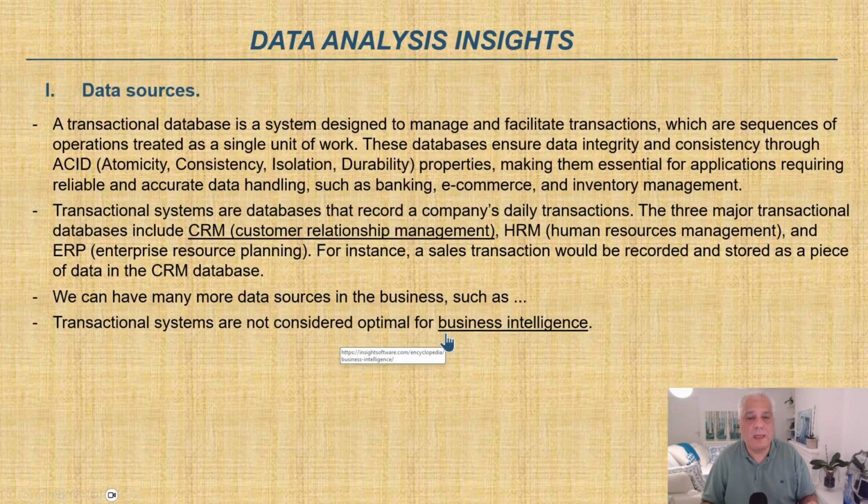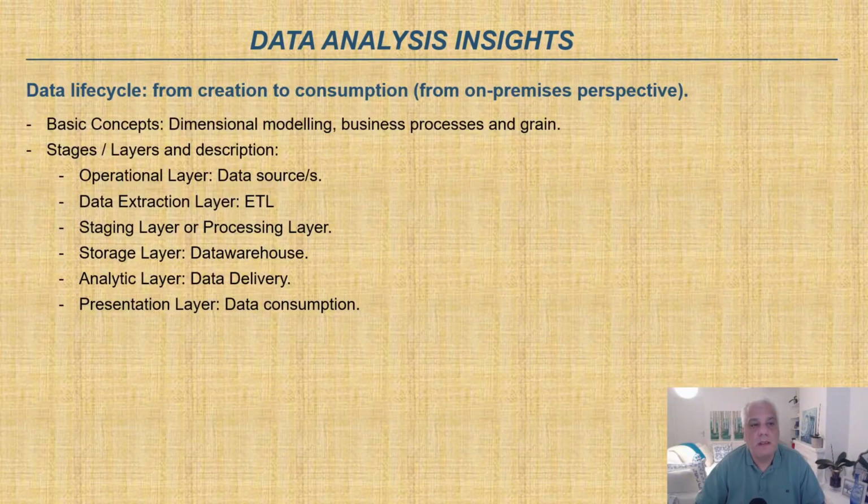So we need to create another database to analyze data, which is the data warehouse. At this point, we have seen some basic concepts such as dimensional modeling, what business processes are, and what the grain of the data warehouse, or the fact tables, is. We have seen the first layer, which is the operational layer. Because I don't want to overwhelm you with so much information and so many definitions, I prefer to stop the video here and continue creating new videos for the different stages.